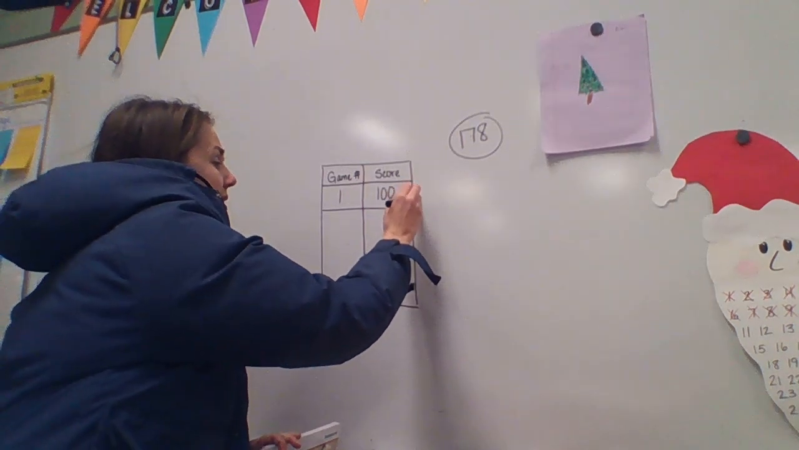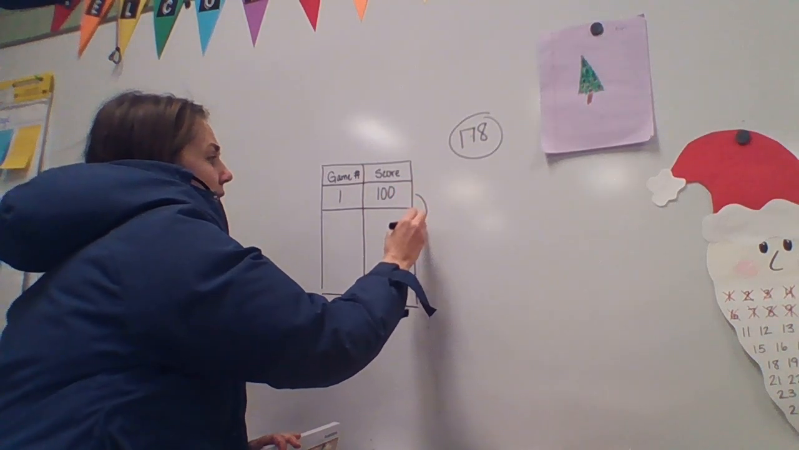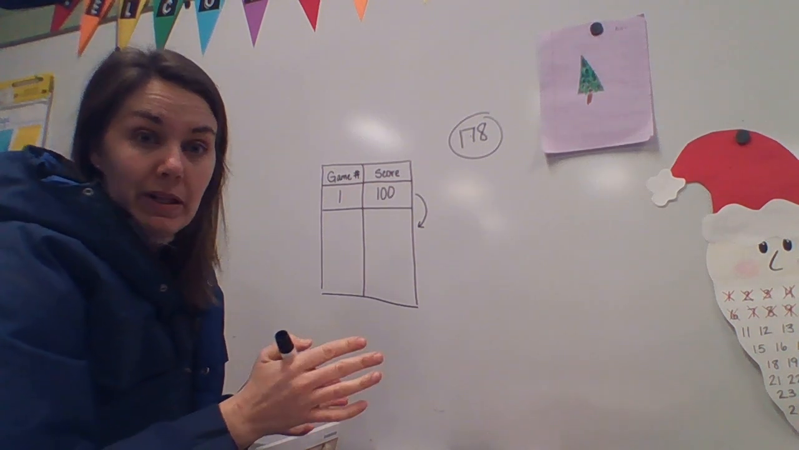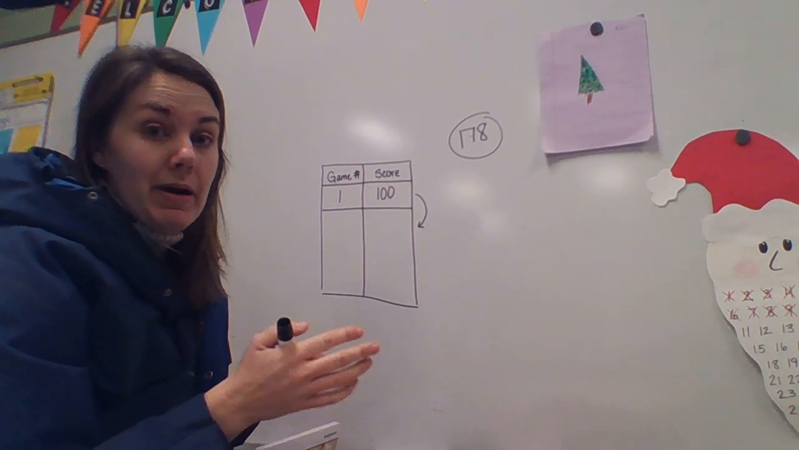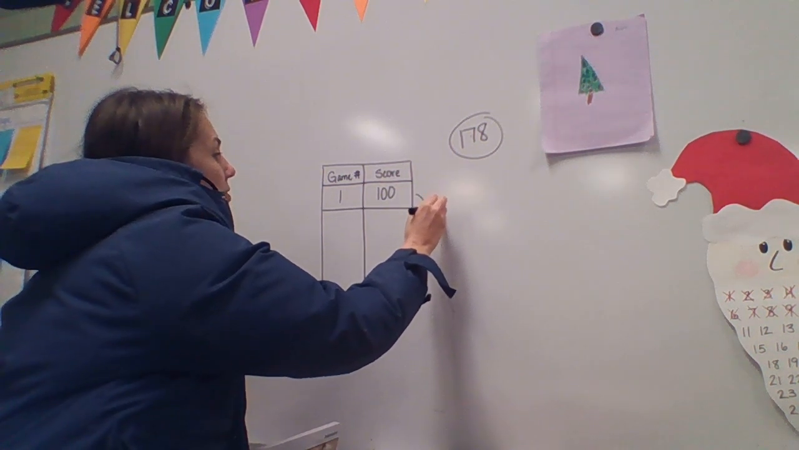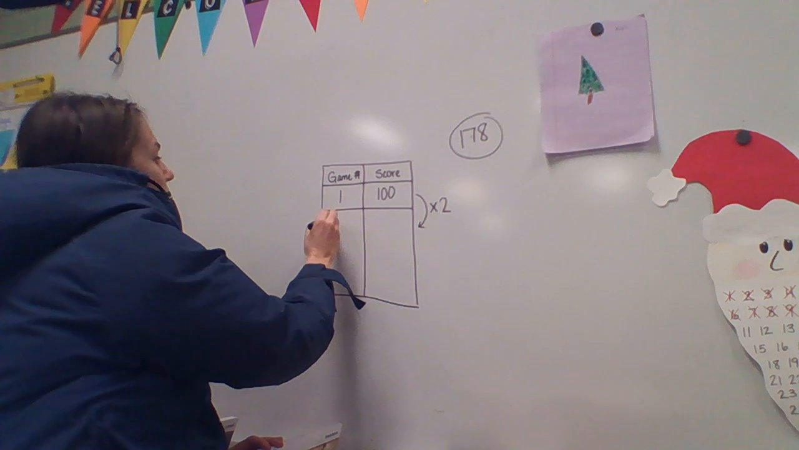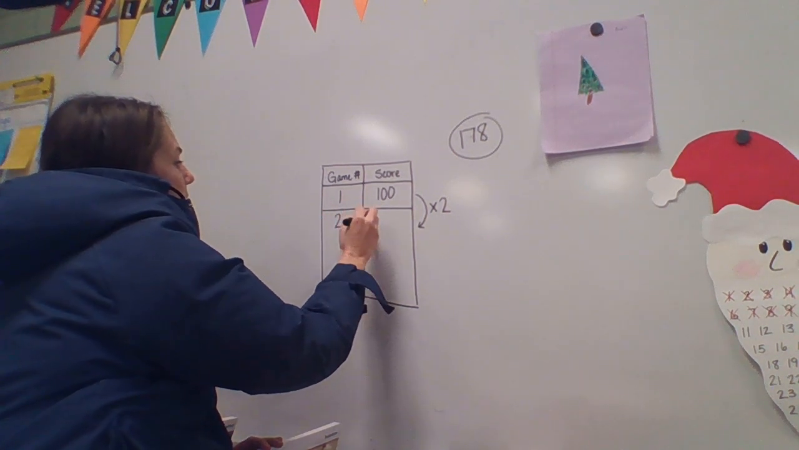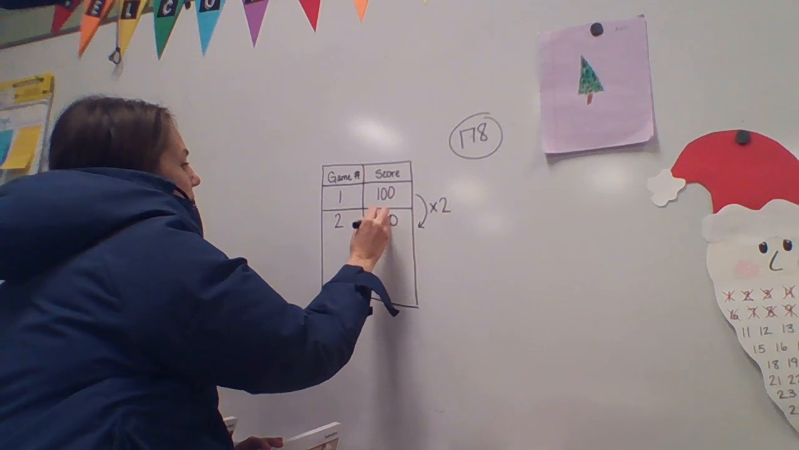Now, it says that each time she plays a game, she doubles her score. We know that doubling is another way of saying we multiply by 2, right? So I'm going to start with 100. I'm going to multiply by 2. So for game number 2, she scored 200 points.